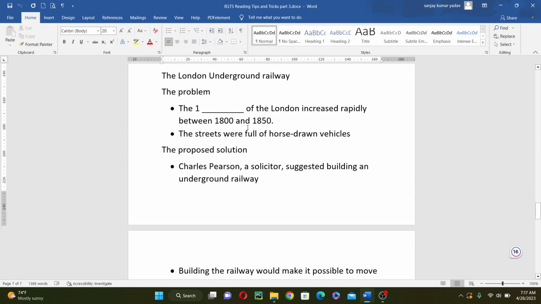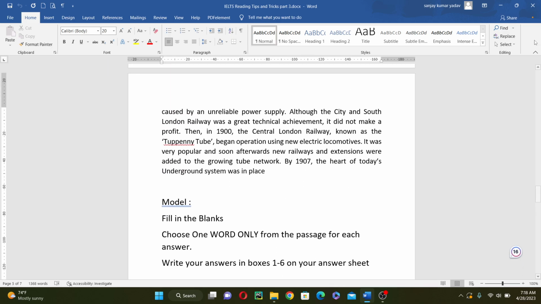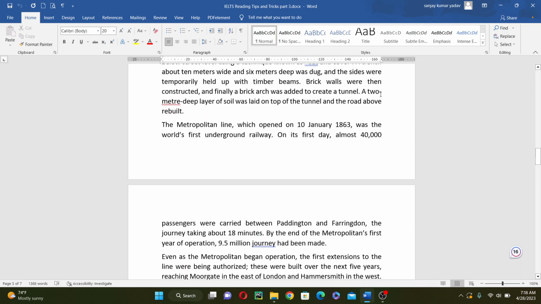So let's see. This is a name type of question, right? A number type of question, right? What is it saying? The dash of London increased rapidly between 1800 and 1850. The question is asking something has increased rapidly between 1800 and 1850. So we have to find the numbers here, right? In between 1800 and 1850, something has increased rapidly. So, of course, let's see. What is it in the passage?